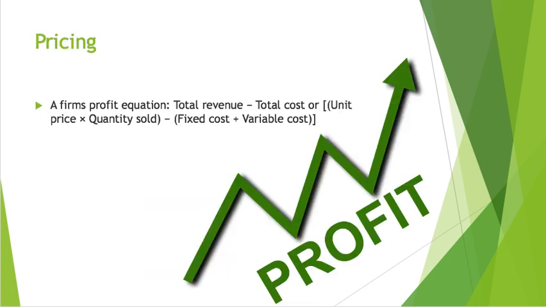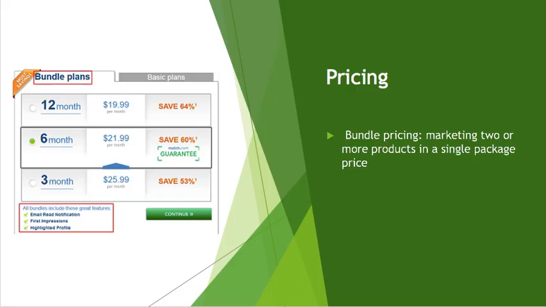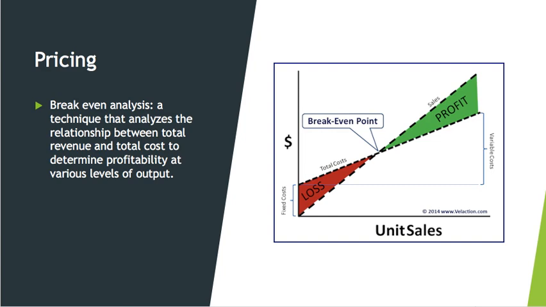Know the profit equation. Be able to recognize a firm's profit equation: total revenue minus total cost, or unit price times quantity sold minus fixed cost plus variable cost. Be able to recognize that equation. Know what ROI is as it relates to different objectives for a firm's profit, so return on investment. Know what bundle pricing is, the marketing of two or more products in a single package price. Understand what break-even analysis is, a technique to analyze the relationship between total revenue and total cost to determine profitability.